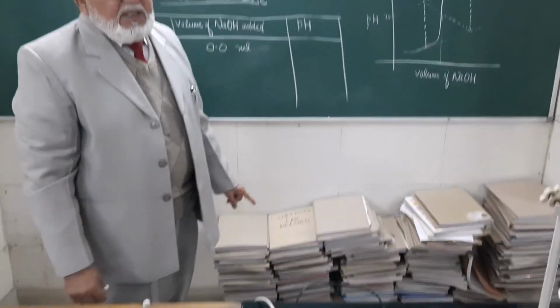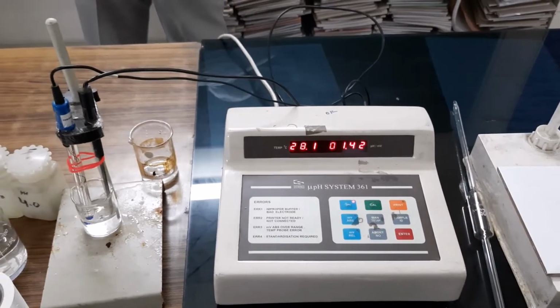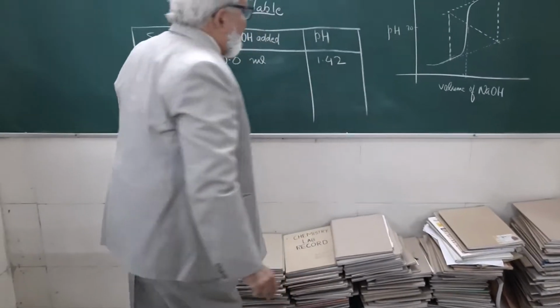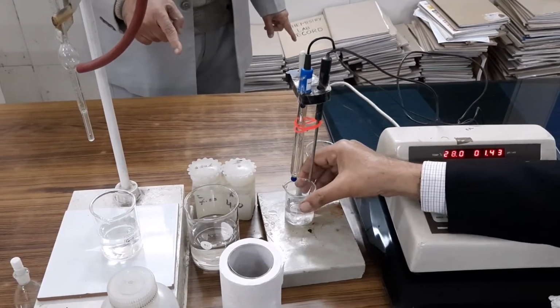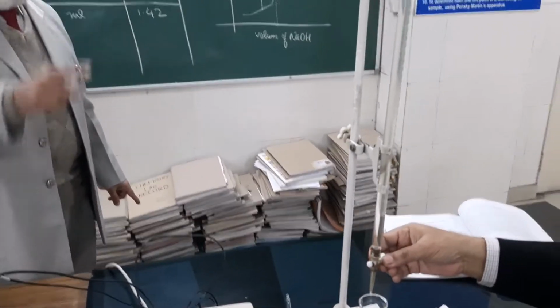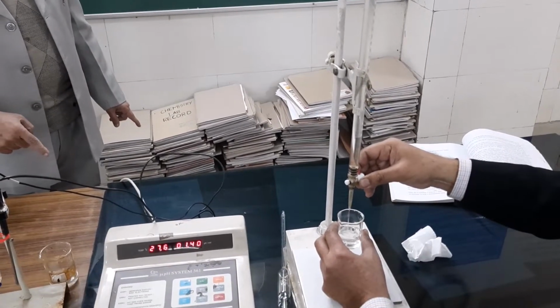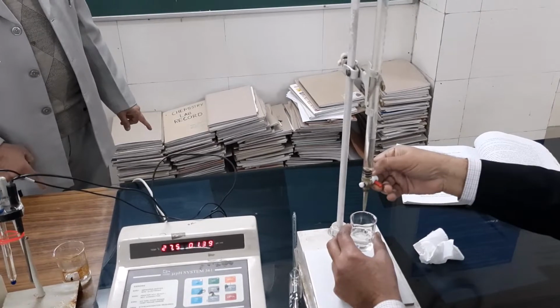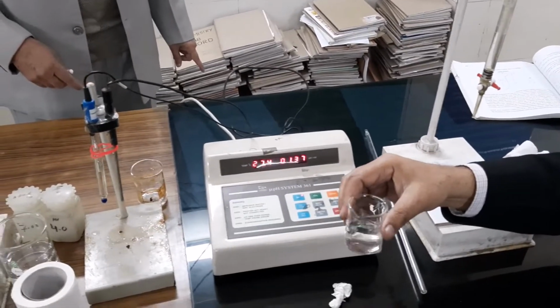Let the pH be stabilized. 1.42. 1.42 is the pH of this acidic solution before adding NaOH from the burette. Now we will keep on adding N by 10 NaOH from the burette into this solution, and we keep on reading out the pH of the solution on the pH meter.